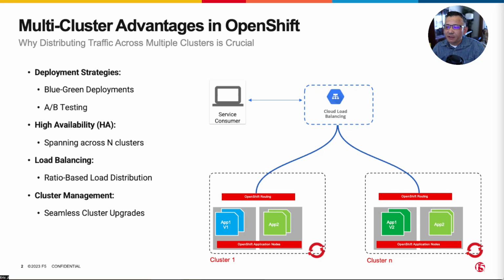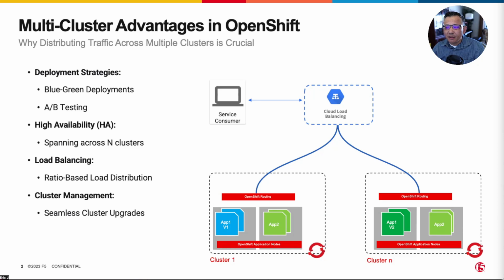The first reason is flexibility in deployments. Multi-cluster environments enable strategies like blue-green deployment and A/B testing. Those not only allow for reduced downtime during updates, but also make it easier to try new features. And also high availability is not only about downtime.